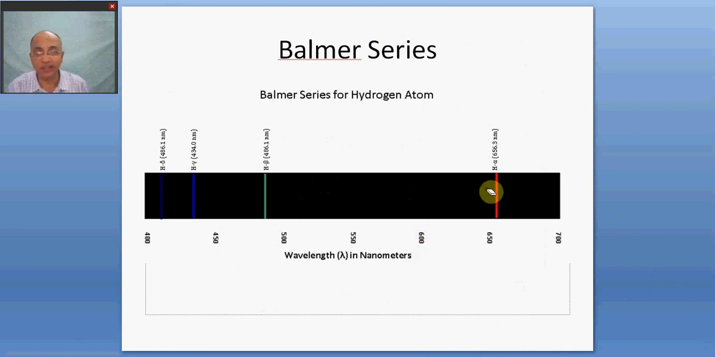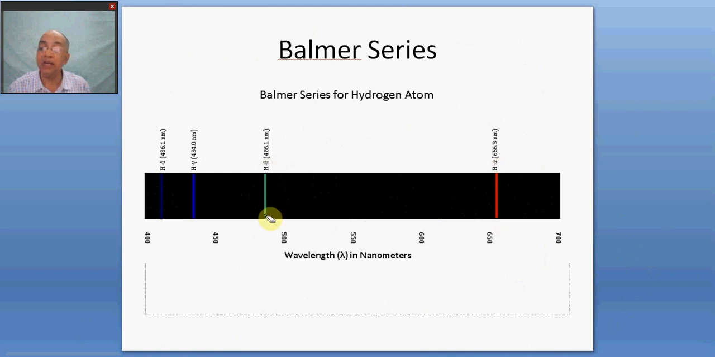We have already seen that there are a few discrete lines in the visible region. You will find 6 lines, and there is a pattern. There is a very typical pattern: the gaps between two successive lines go on decreasing as you move towards the lower wavelength region. The first line is at 656.3 nanometer or 6563 angstrom.